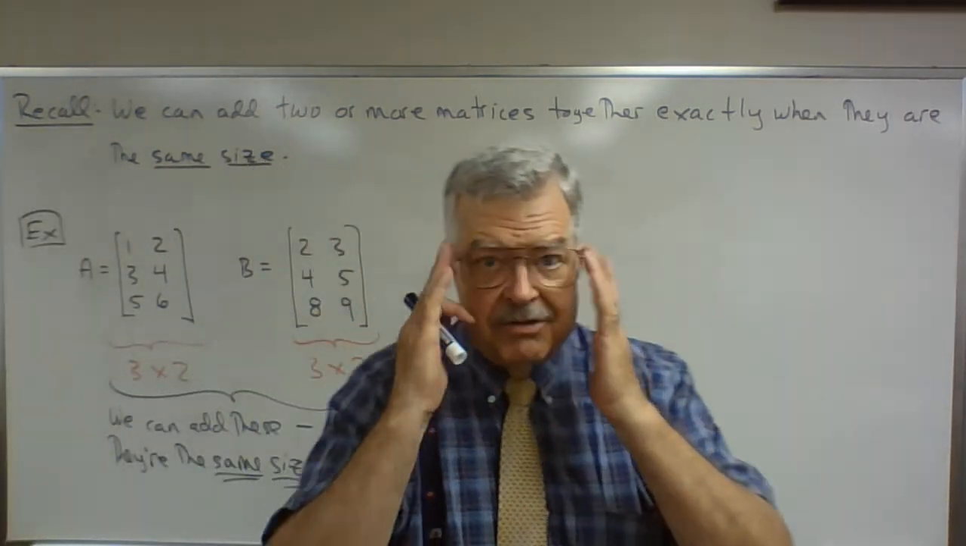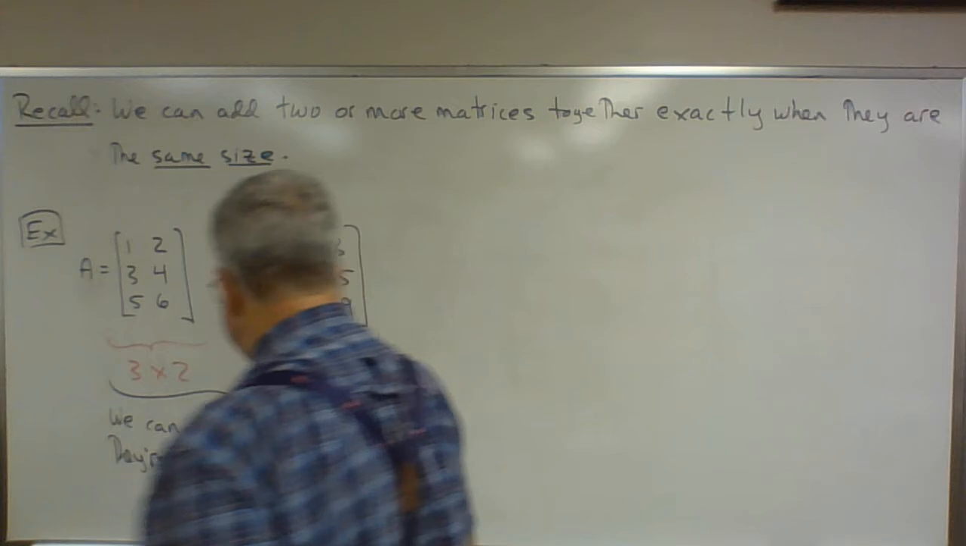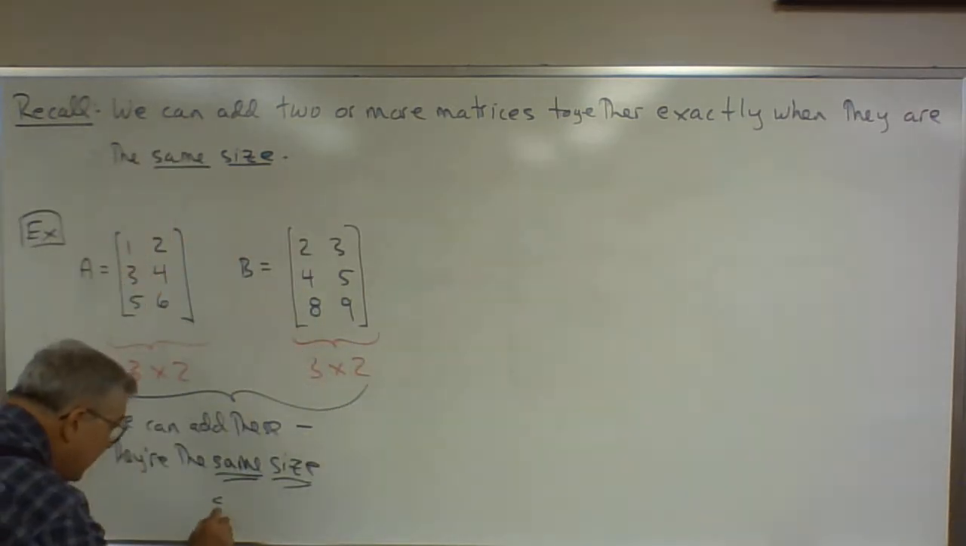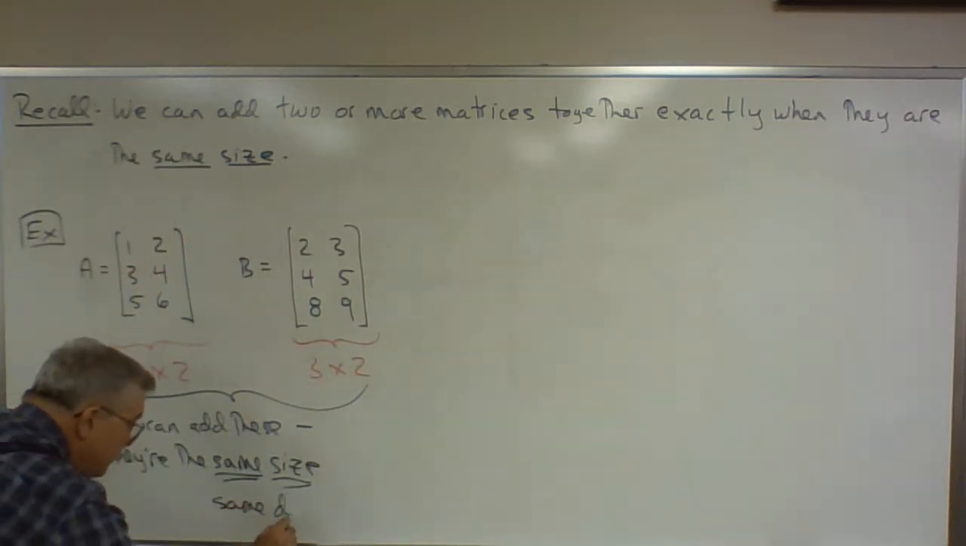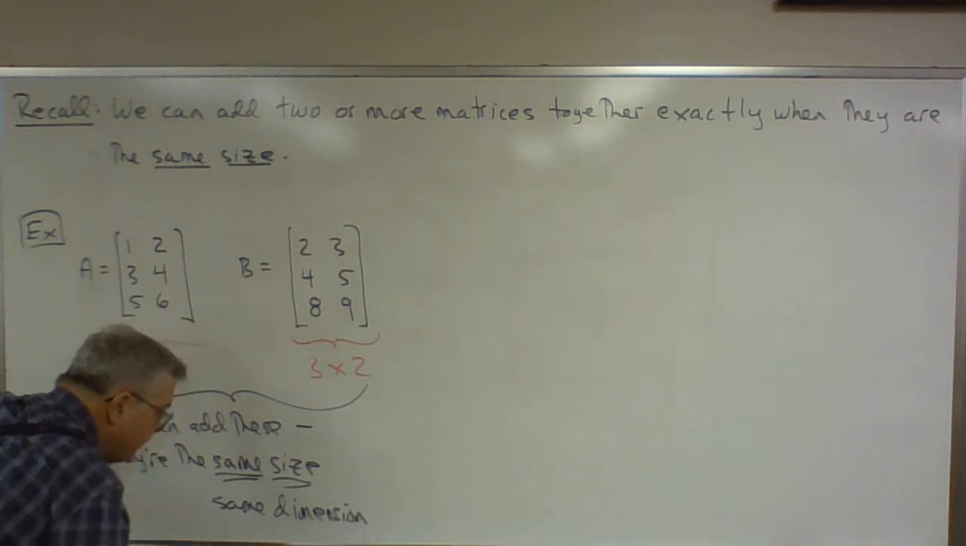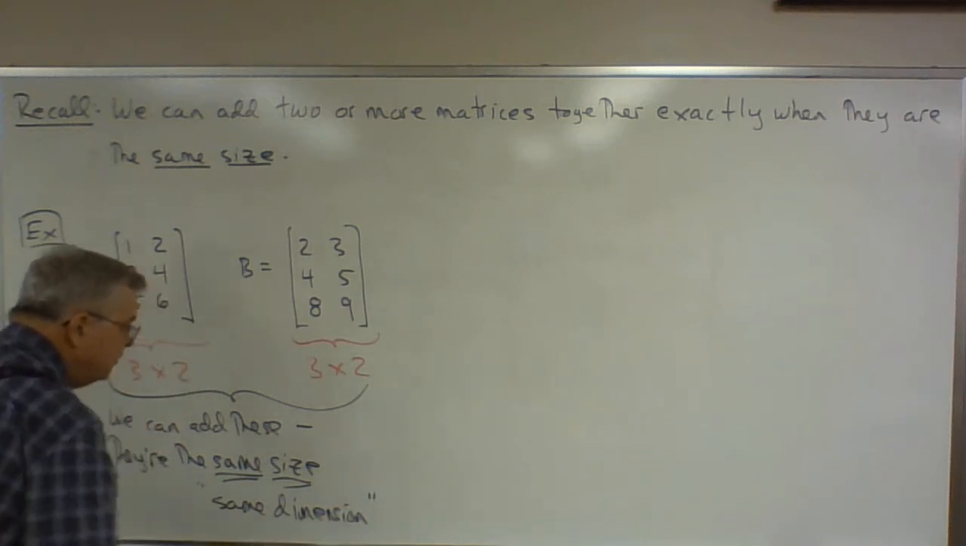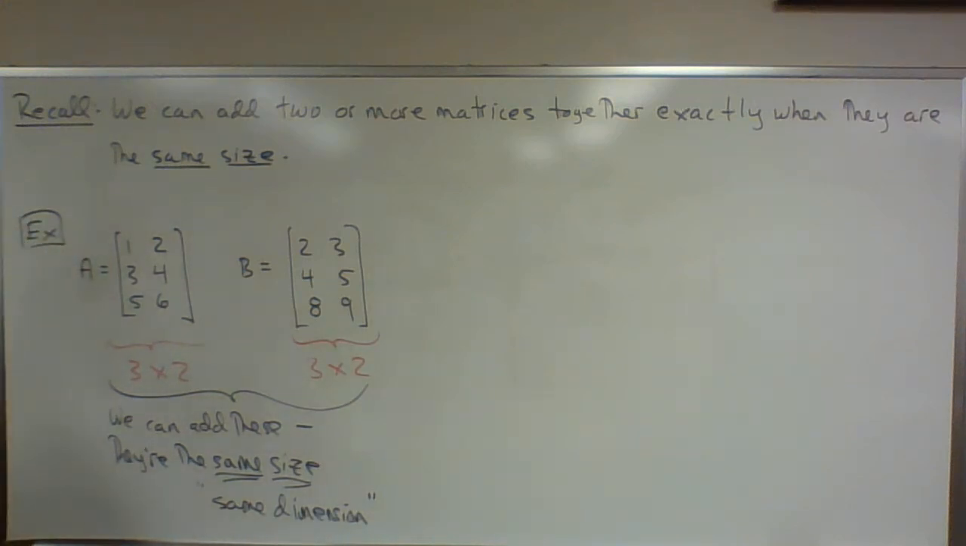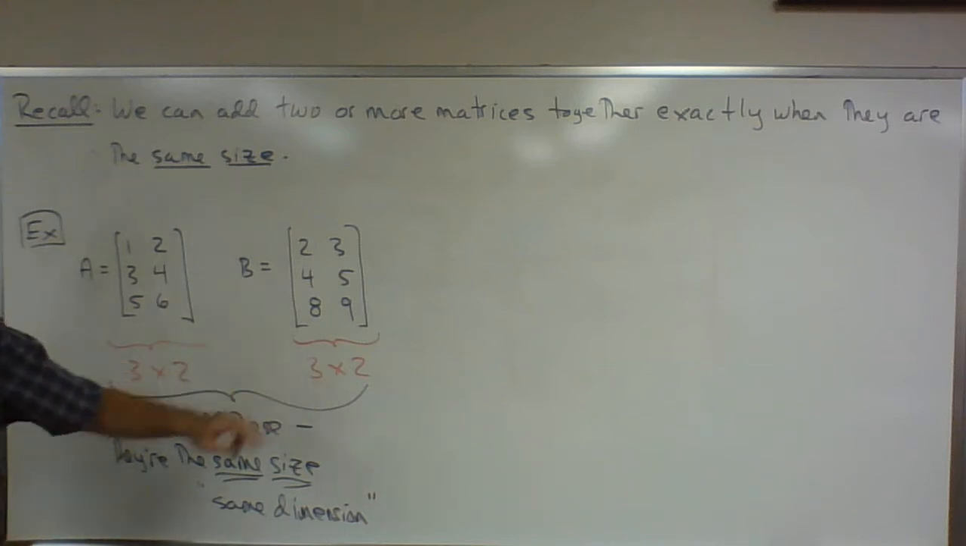Our book, I'm not sure, may use the expression same dimension. They might use that. If they say the dimension of the matrix, they're saying 3 by 2. These are the same size, the same dimensions. We can add them.